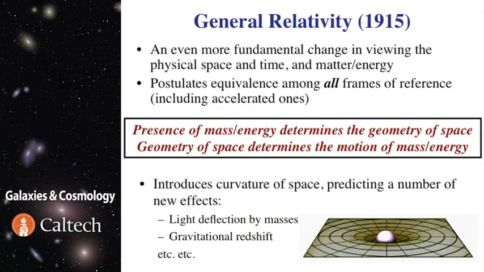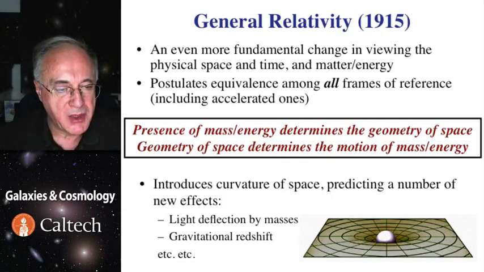Well, this is where the general theory of relativity comes in. Einstein finished that in 1915. And that was an even more important change in our view of space-time. Here it's assumed that all frames of reference are equivalent, and through the equivalence principle, that gravitational mass and inertial mass are the same.